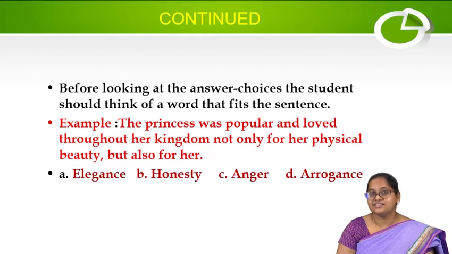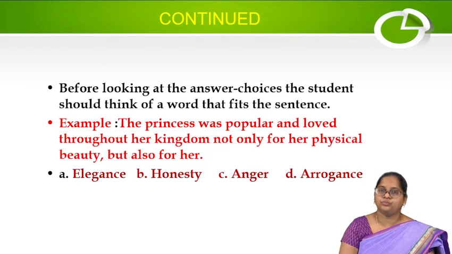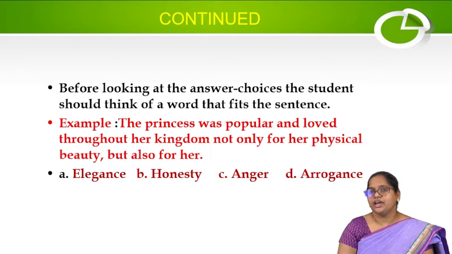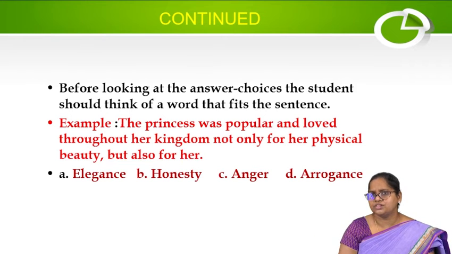Then arrogance. Again, she's arrogant. Of course, anger and arrogance both belong to the same category. You cannot think that a negative quality may go as one of those answers. Definitely it's not the answer. You have eliminated them. So what are the odd words here? Anger and arrogance. And what are the other two positive words? Elegance and honesty.